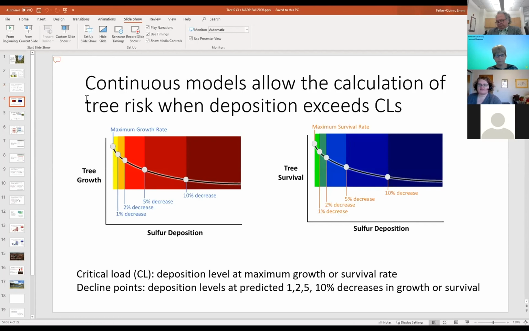The advantage of these continuous models is that it also allows the calculation of exceedance when deposition exceeds the critical load, and to tie it to a specific amount of tree growth or tree survival decline. So I'm going to be showing figures based off of these curves throughout. And basically you can see as the color gets more saturated and darker, either darker red or darker blue, deposition levels would predict 1, 2, 5, or 10% decreases in growth or survival.